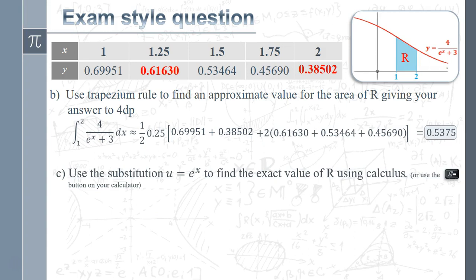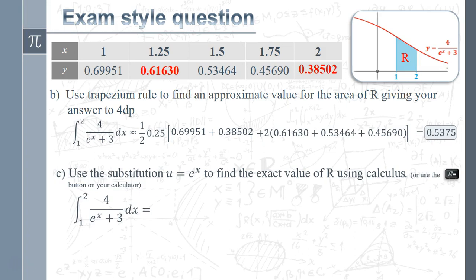Part C, now depending on where you're coming at this, it might be you're doing this topic before you've done all the integrations, in which case you can just do this next part using the integral function on your calculator. Or alternatively, if you have done all your integrating work, all I'm going to do is go through it by using the substitution that's been suggested. This often happens in exam questions where you have to compare your approximation with what you get from the actual value. So here we go.